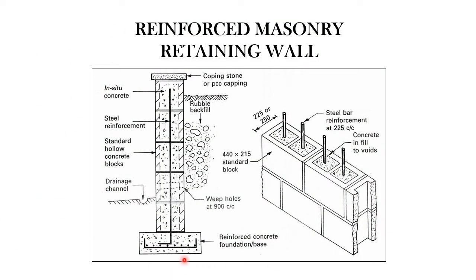This is the typical cross-section area of reinforced masonry retaining wall. Dia ada foundation and this is the actual wall yang dibuat daripada brick, reinforced dan konkrit yang dipour dalam lubang-lubang ni lah antara brick ni.